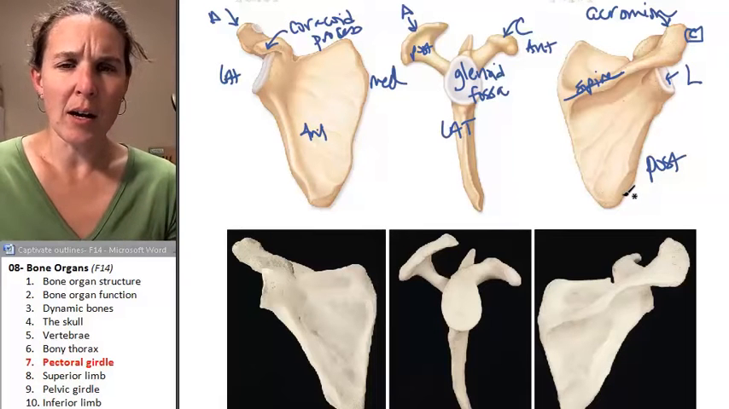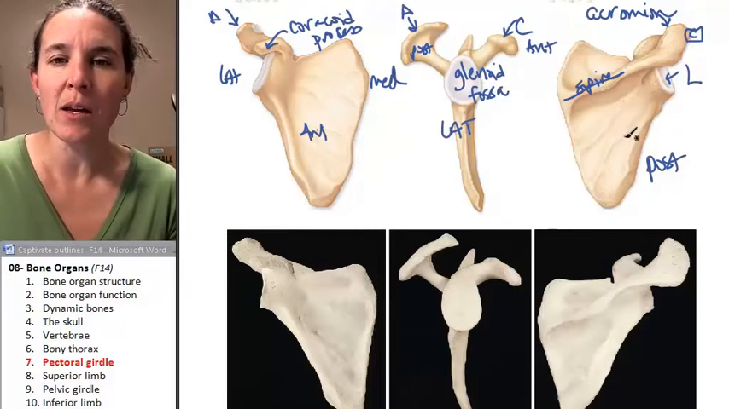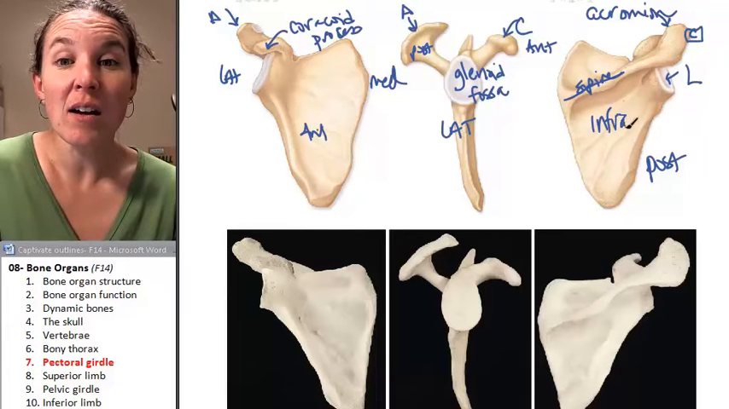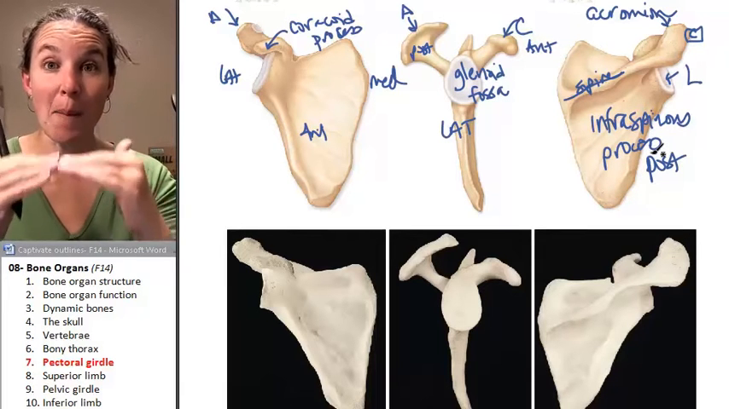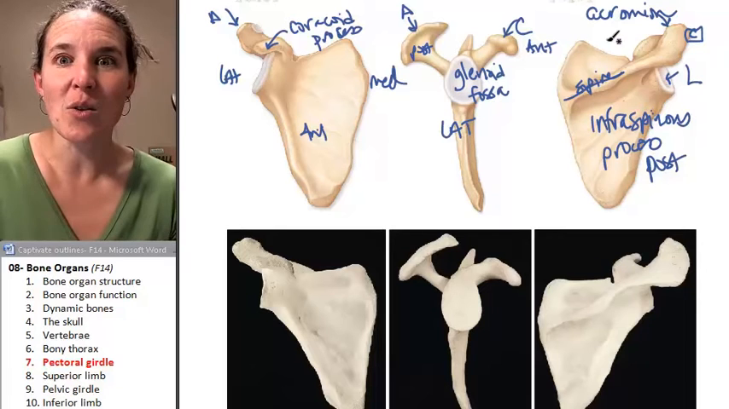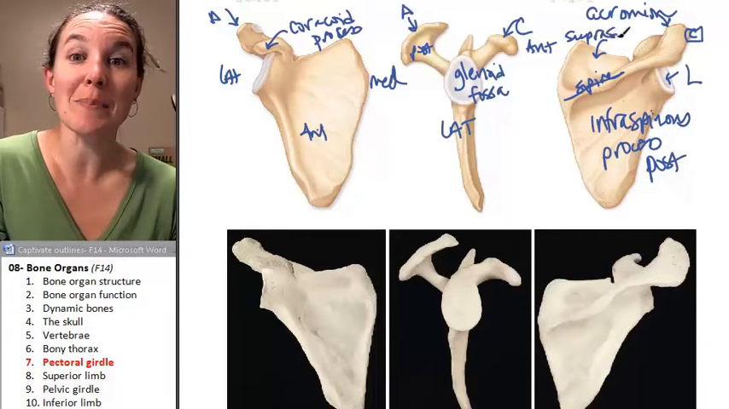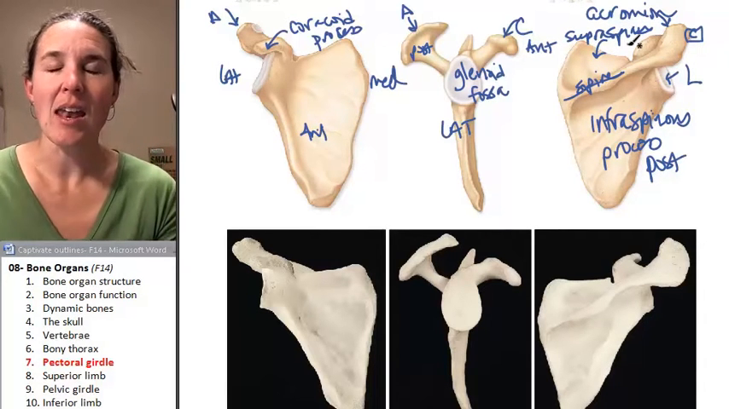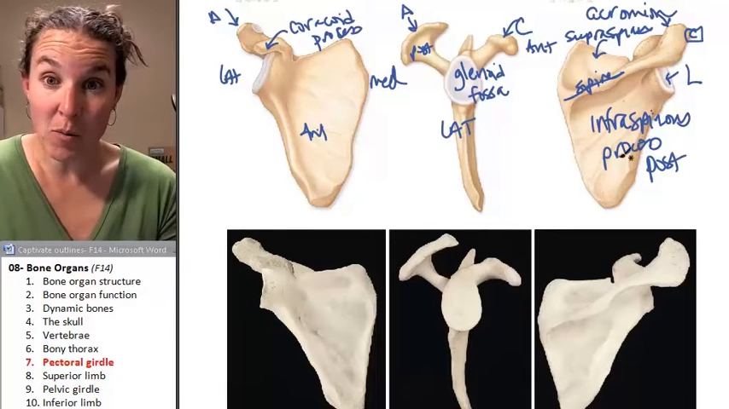All right. We have some flat spaces on our scapula. Here's my spine. My infraspinous process is infra, below the spine. So who's this? That's my supraspinous process. It's above the spine. Now, that was the posterior view, above and below the spine.